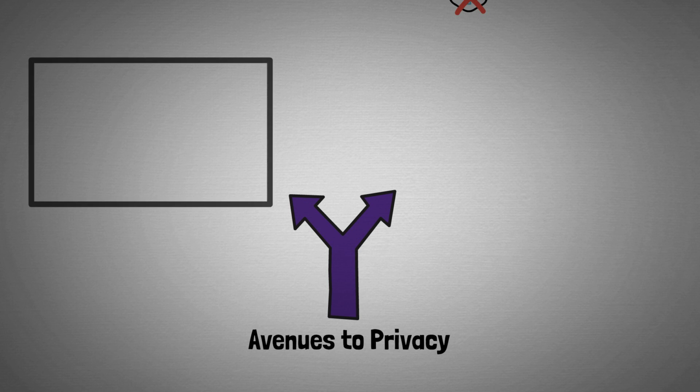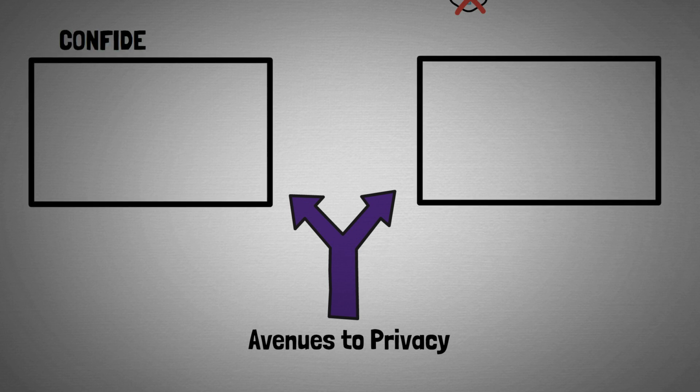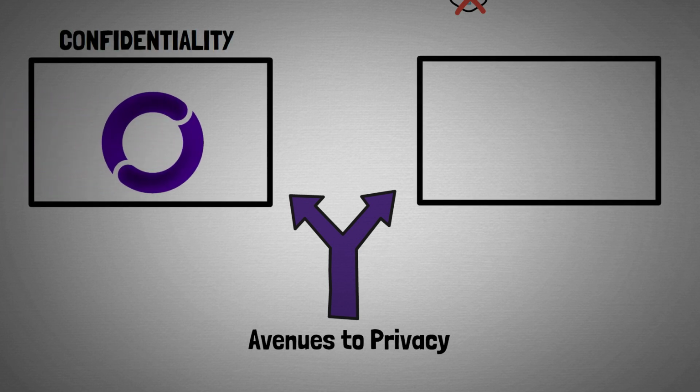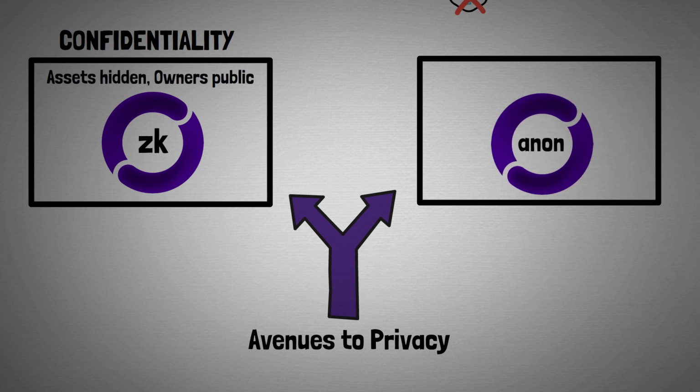In the privacy department, there are two avenues toward protecting users. One is to generate confidential synthetics which are hidden from public view. The other is to produce synthetic assets whose contents are fully visible, but whose owners are not.